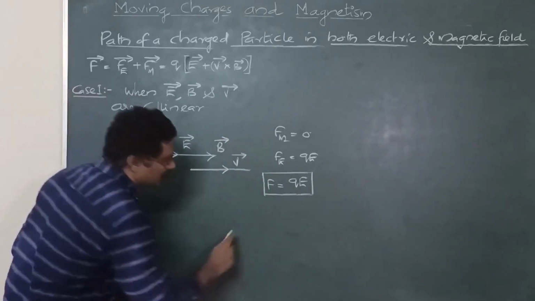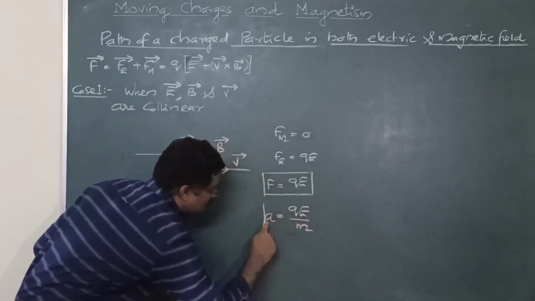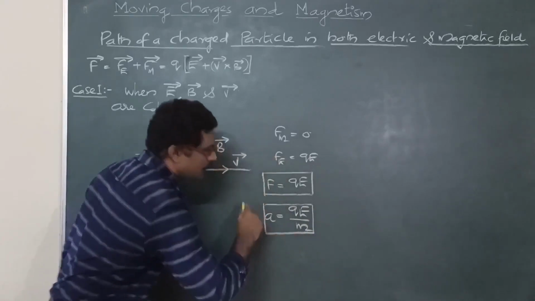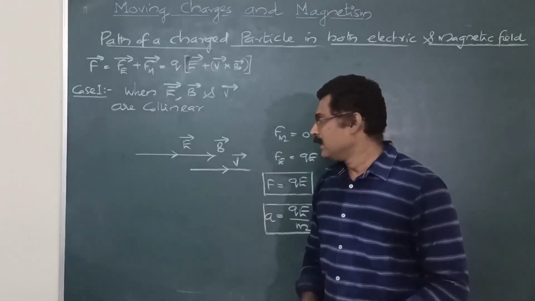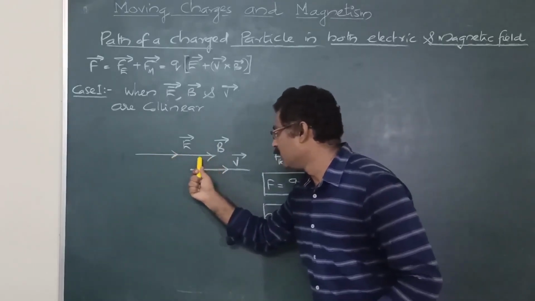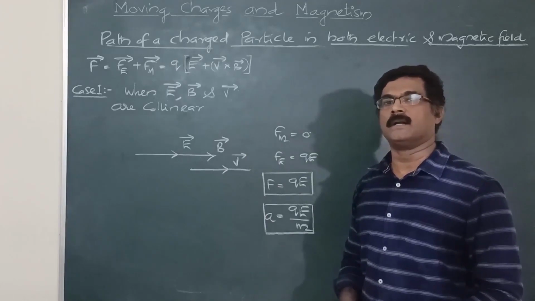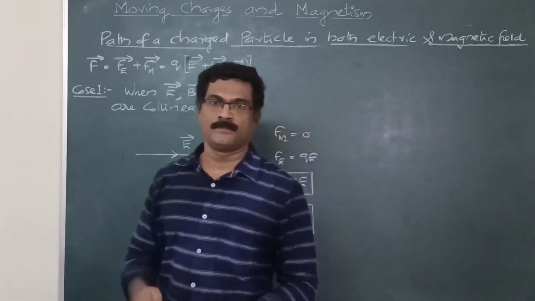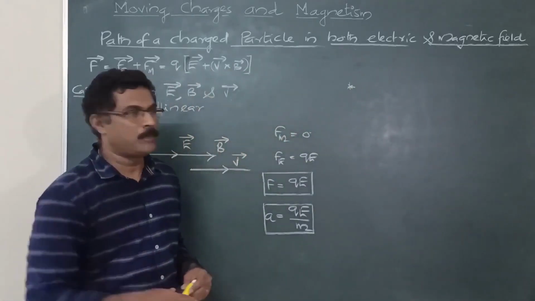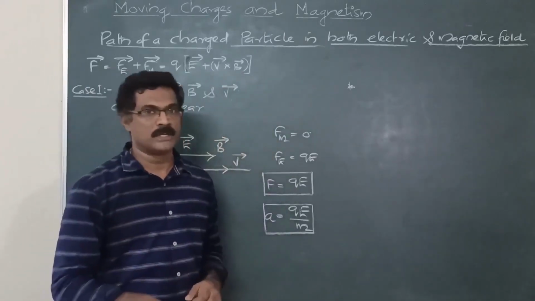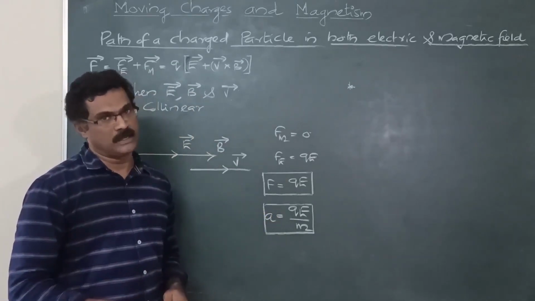Okay, since the force is there, you can find the acceleration. So what is the acceleration? Force divided by mass, that is QE divided by M. Now we can say the path of the charged particle. Here the electric field is acting along the direction of motion of the charged particle. We can say that the particle is moving along a straight line. So the path of the charged particle is a straight line. But what type of motion? Here it has an acceleration. So it is an accelerated motion along a straight line.